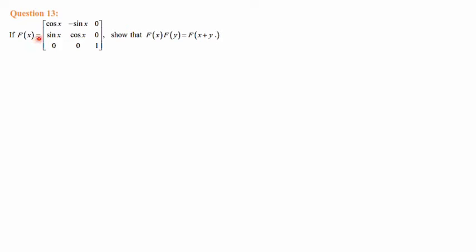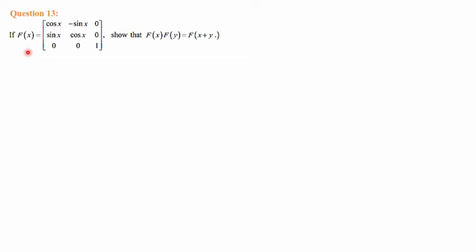If f of x is equal to the matrix cos x, minus sin x, 0; sin x, cos x, 0; 0, 0, 1, show that f of x into f of y is equal to f of x plus y. This is what the question is. Here f of x, a 3 by 3 matrix, is given, 3 rows and 3 columns. Then we are asked to prove f of x into f of y is equal to f of x plus y.